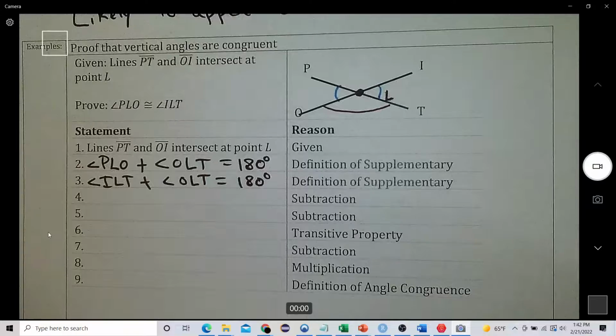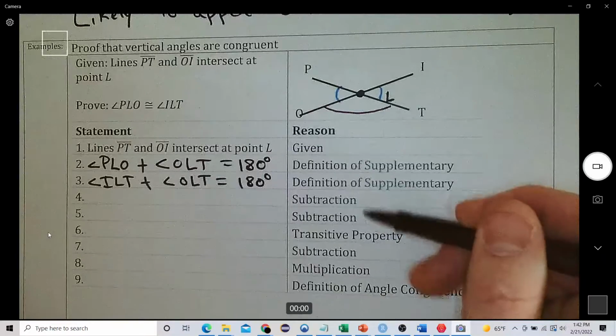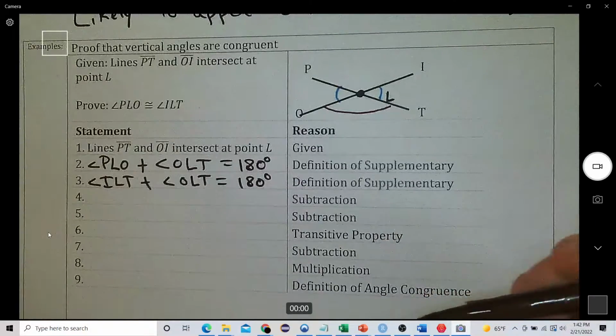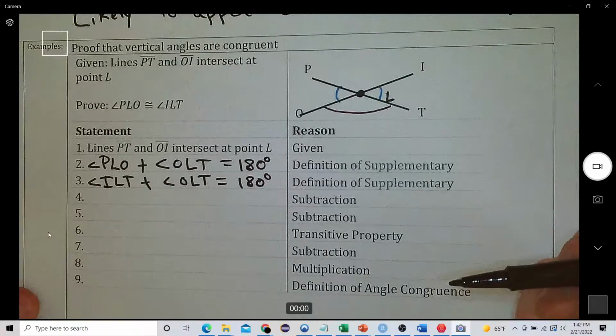Okay. So now what we want to do is find some common ground, something that two things are equal to. We can set two things equal to something, or substitute something. So we're going to do some stuff. The next two steps are subtraction. Any idea as to what we might want to subtract? Can we get one of these angles equal to two different things?